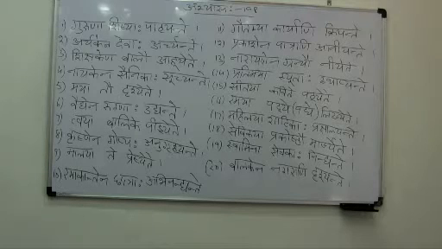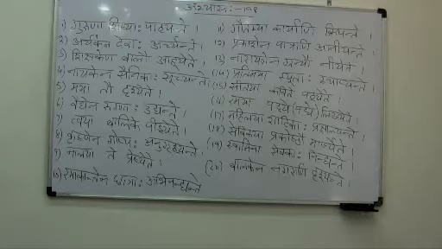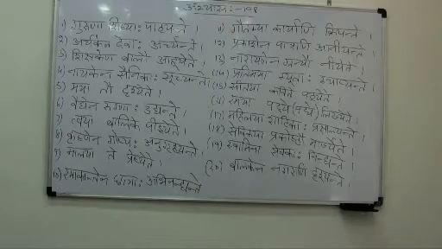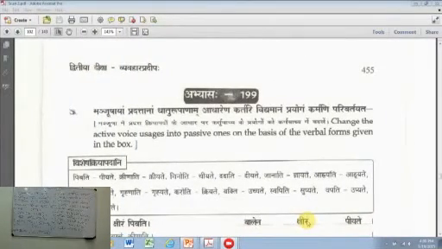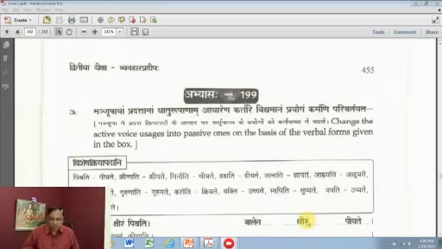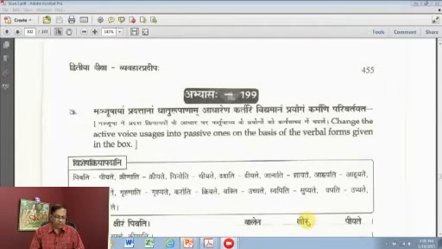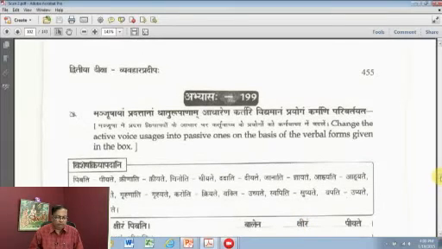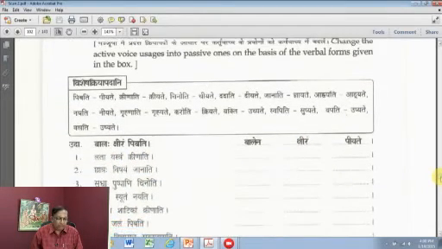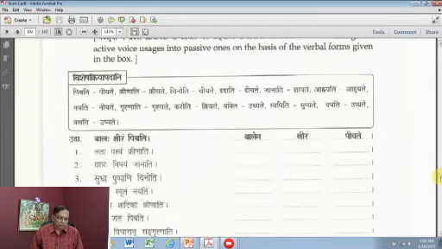Let it be there for some time, then we will go to Abhyasa 199. Manjushayam pradattanam dhatu rupanam adharena kartari vidyamanam prayogam karmani parivartayat. Now you change the active voice usage into passive voice on the basis of the verbal forms given in the box. All are given, you have to pick up. Active voice verb is there, passive voice verb is also there. So pairs are given. For example, pibati becomes piyati in passive. Krinati buys becomes kriyati. Chinoti selects becomes chiyati.